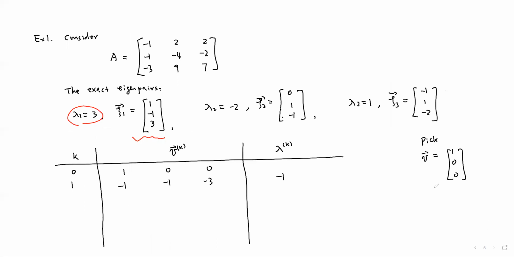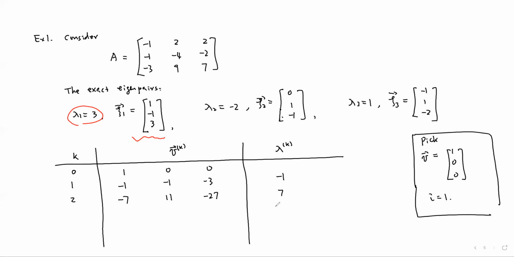In this example, I pick i to be 1. That means I use the first entry, the ratio of the first entries of the successive iterates, to compute the eigenvalue. So negative 1 over 1, so negative 1. Then k is 2: negative 7, 11, 27. The ratio of the first entries of the successive iterates is negative 7 over negative 1, so 7. And so on.